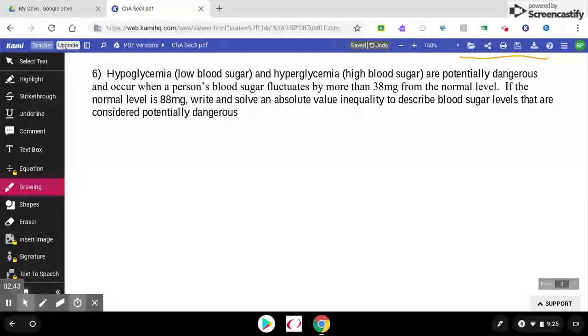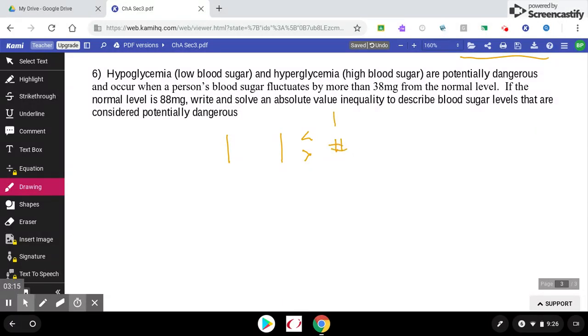All right, this word problem is kind of funky. Hypoglycemia, low blood sugar, and hyperglycemia, high blood sugar, are potentially dangerous when a person's blood sugar fluctuates more than 38 milligrams. So we're in an absolute value section, so we already know we're going to write an absolute value. We know we're going to write one of these, or maybe with the equal to symbol on it. And we already know we're writing a number on the end here.